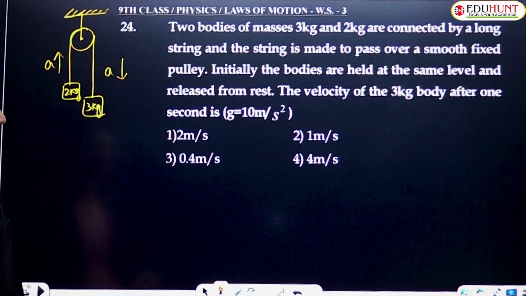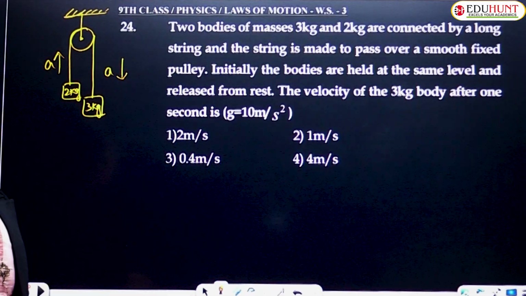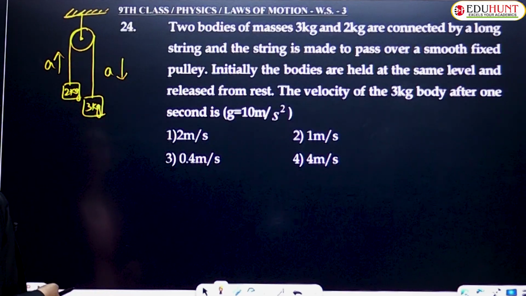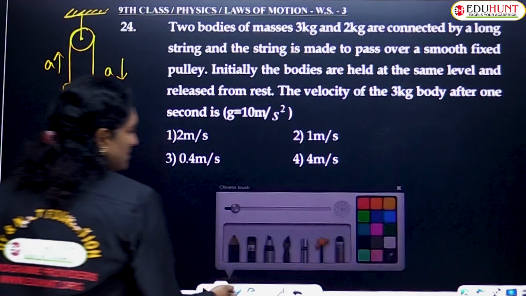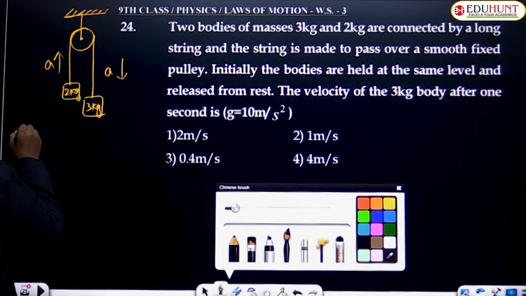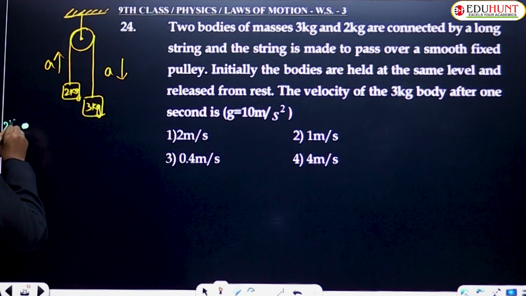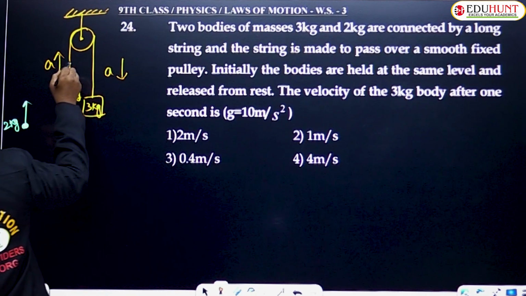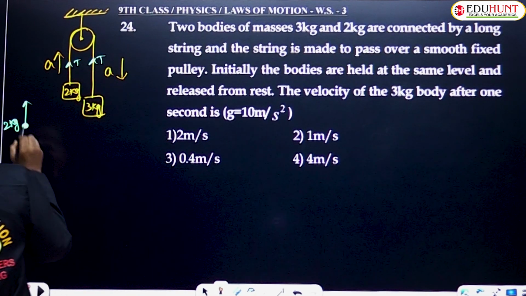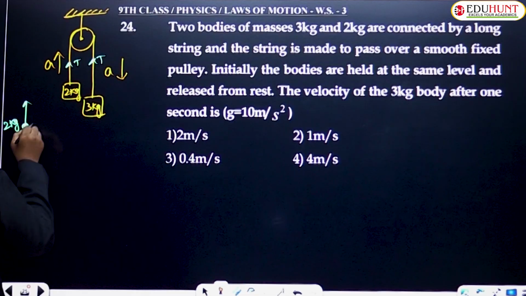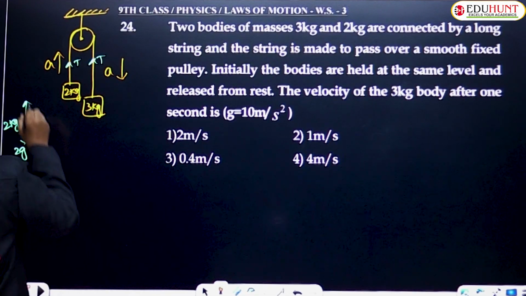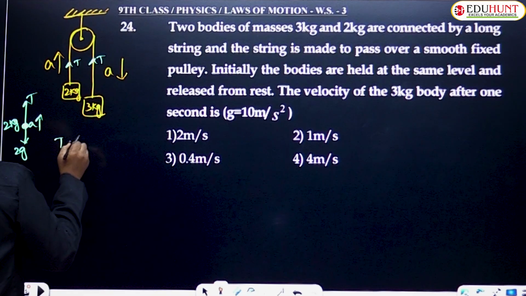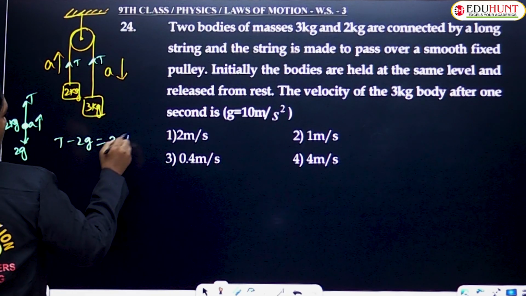Before finding out velocity, v equals u plus at, first of all find out the value of a. So two cases are here. If you consider the 2 kg mass, the tension must be acting upwards, the same tension, and 2g acts downwards, and it is accelerating upwards because of the tension. The equation is T minus 2g equals 2a.